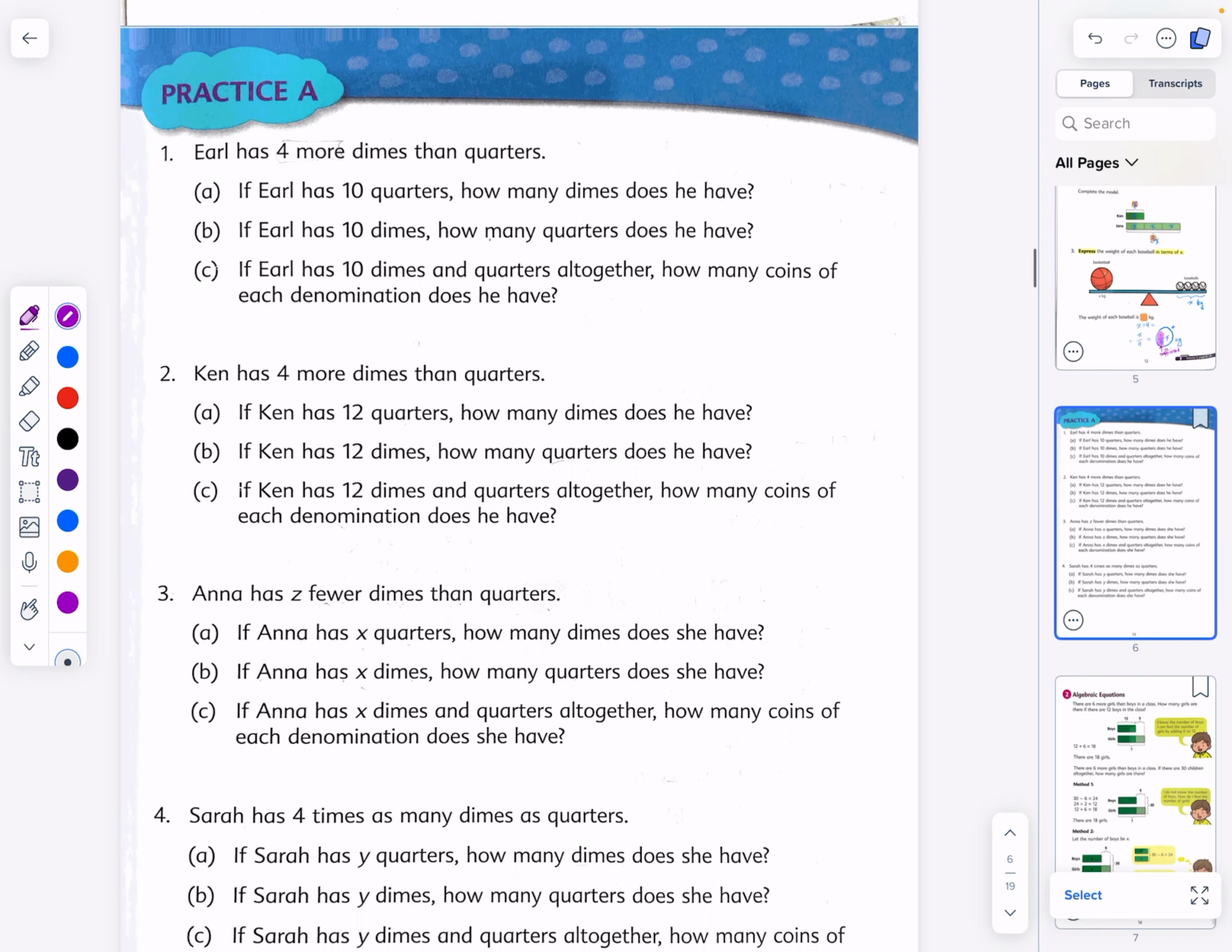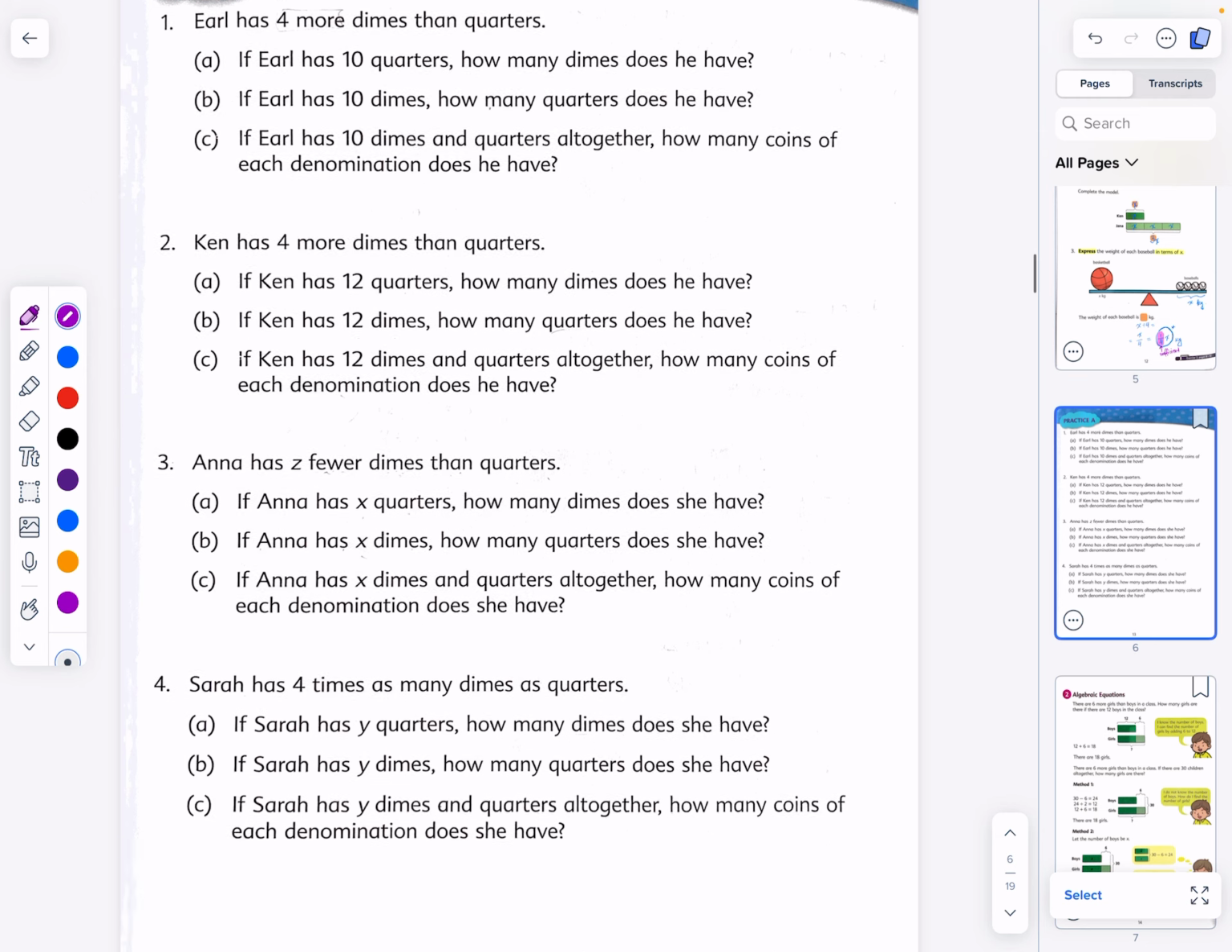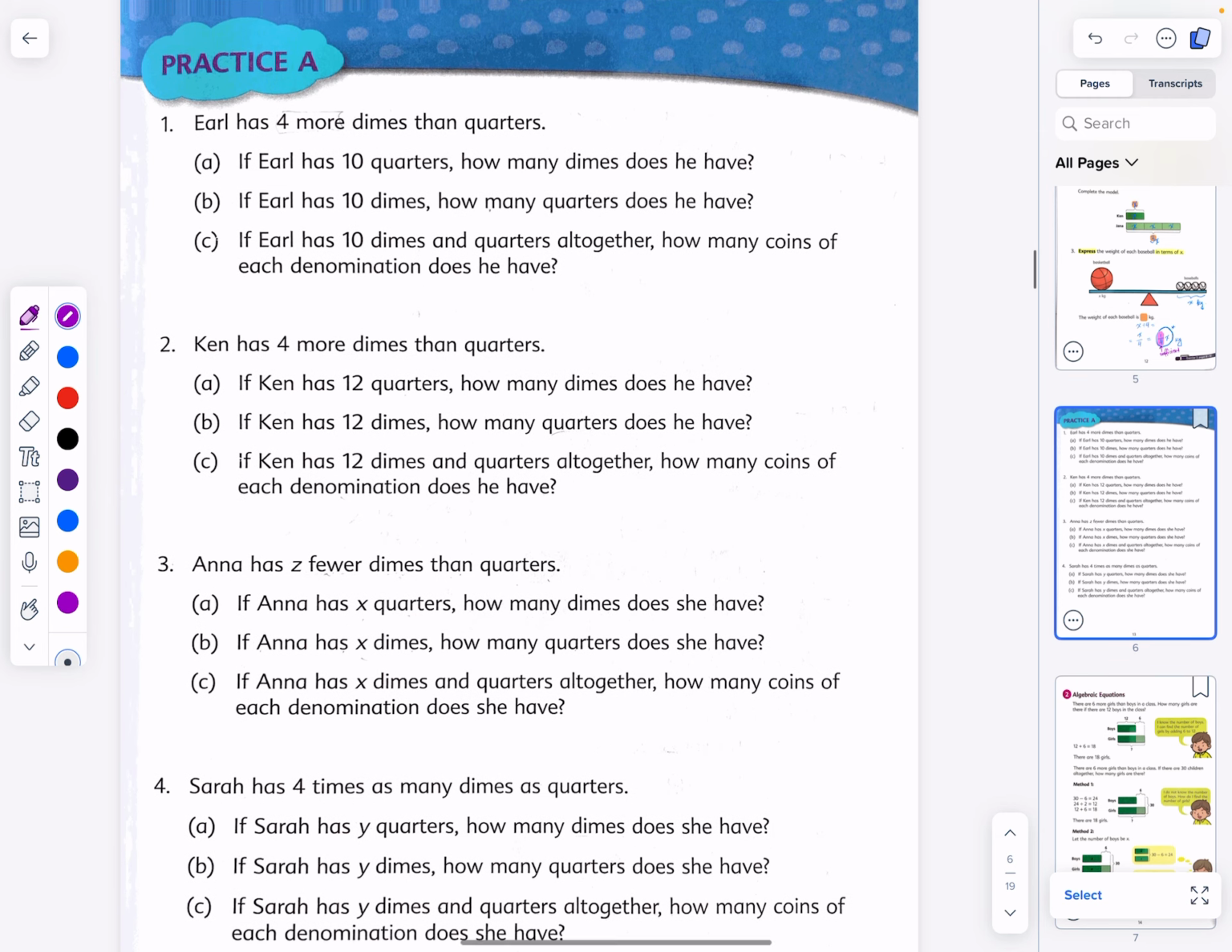Now, let's consider more examples. I am on page 13 of our textbooks. Page 13. These are very good examples. Earl has 4 more dimes than quarters. Now, I want you to think about this one small sentence. Earl has what? Dimes and quarters. What does he have more? He has more dimes, so we can draw a longer bar for dimes and he has fewer quarters. What is the difference between dimes and quarters? This difference is 4 more.